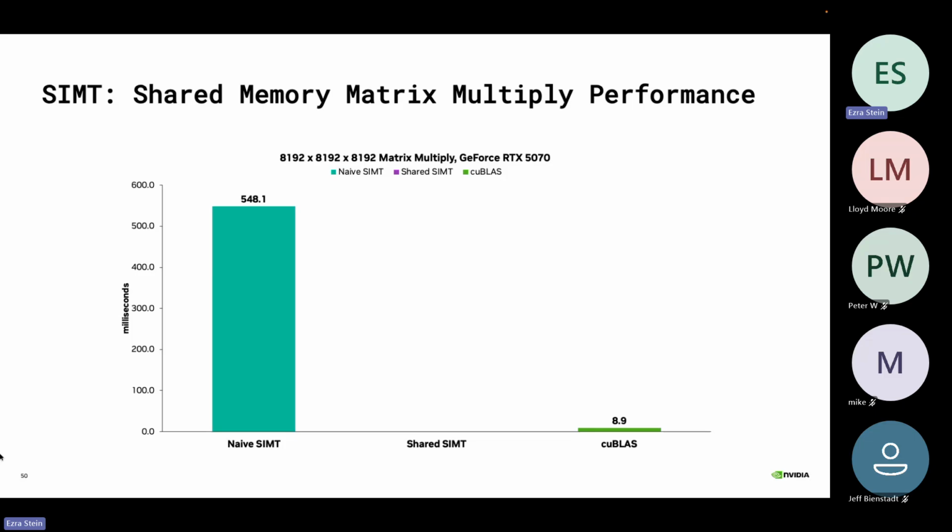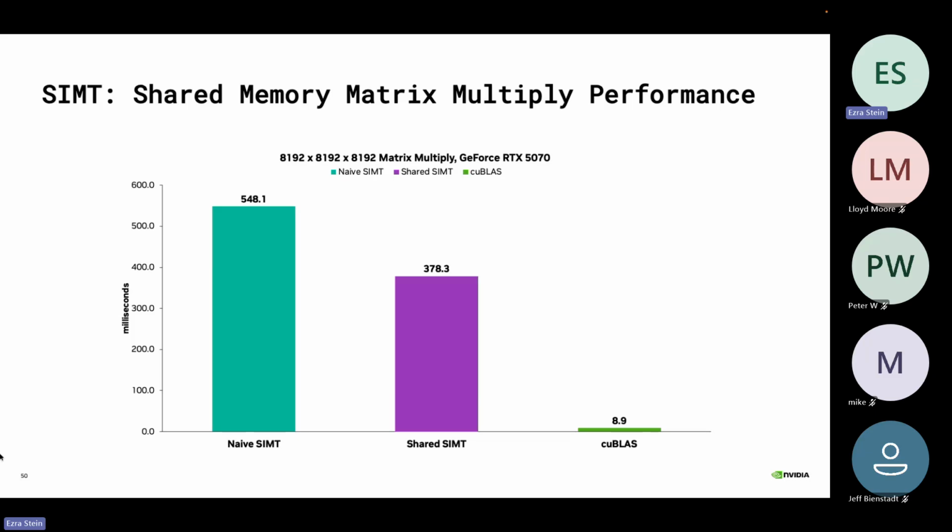So on the left, I've got the naive SIMT. On the right, I've got the optimal cuBLAS. And in the middle, we've got our shared SIMT code. So it did better, but it's still nowhere near close to the cuBLAS performance. And the interesting thing here is that the algorithm I just showed used to be the algorithm for matrix multiply. About 10 years ago, this is what GPUs did. There wasn't a way to really do much better. You could do a lot of tweaking, but that was essentially the algorithm.